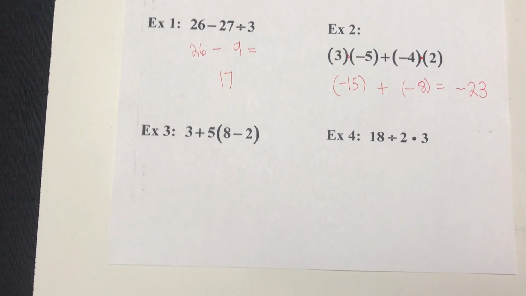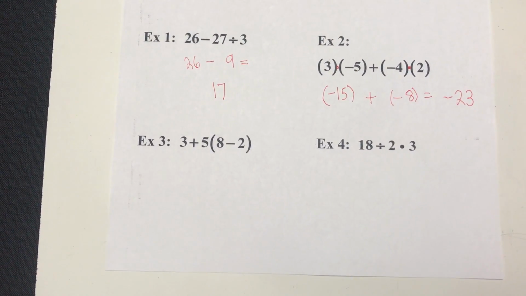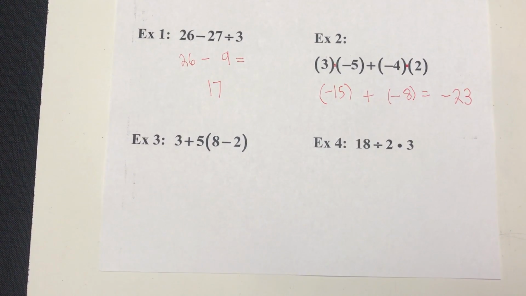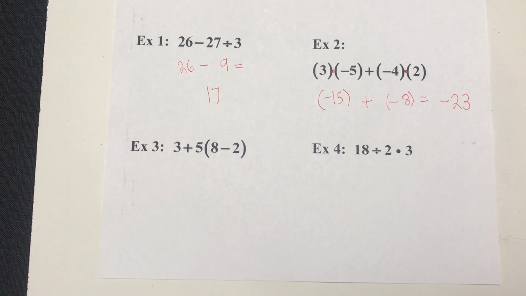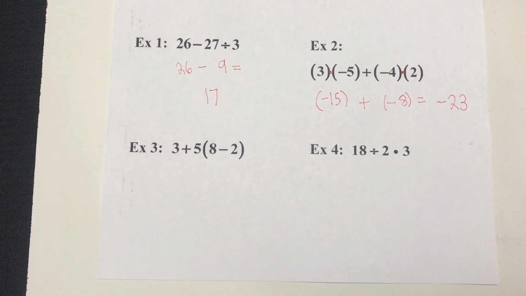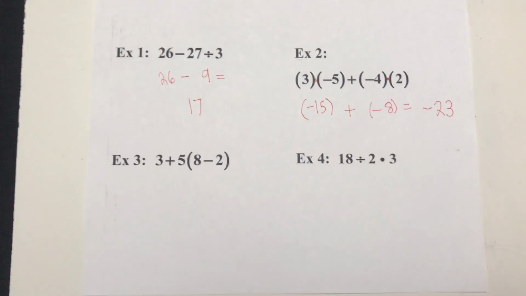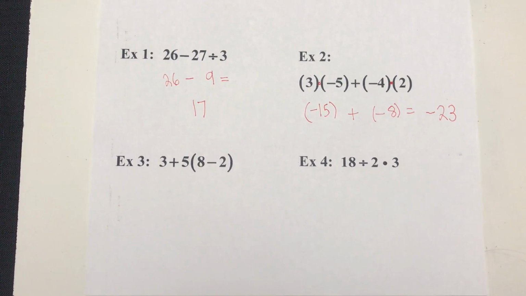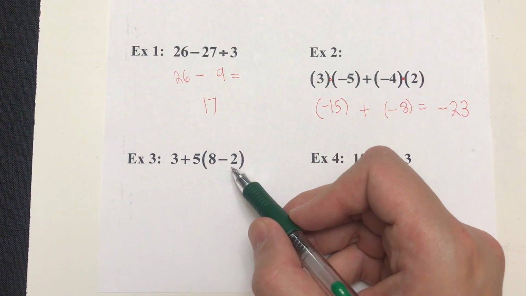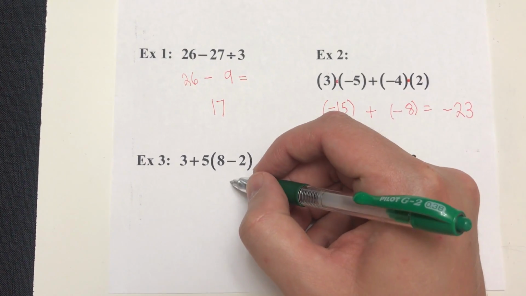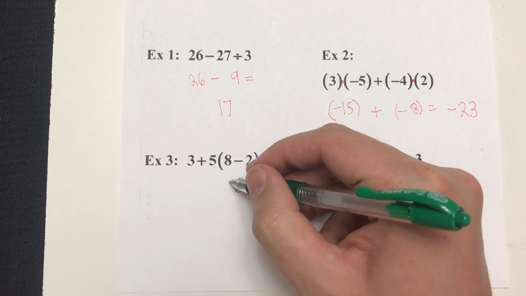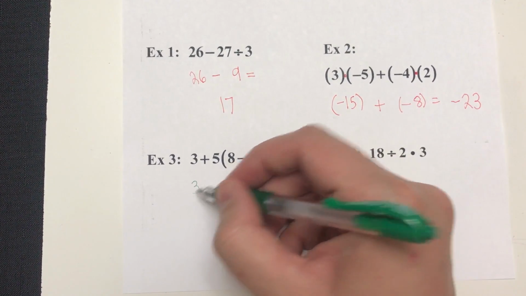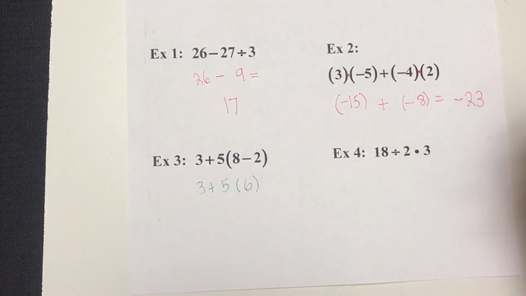Example 3. We have 3 plus 5 and then parentheses 8 subtract 2 and the parentheses get closed. Starting from the top of our checklist. First is grouping symbols. The parentheses in this case are a grouping symbol. We need to perform the operation there to begin. 8 subtract 2 is in parentheses and the answer is 6. We're going to keep that number in parentheses and carry down the rest of the problem.